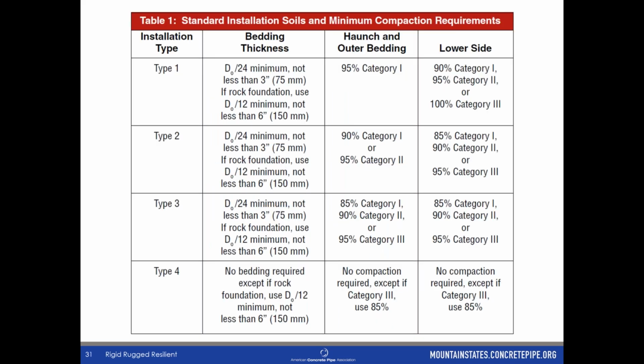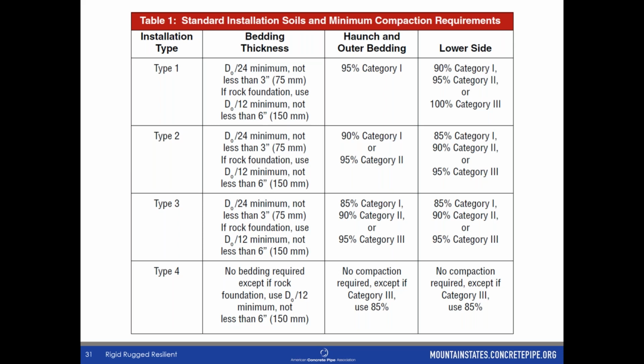So when we look at that table 1, there are 4 types of installation. So notice that the type 1, this is kind of our best installation. For our haunch and our bedding, we want to use a category 1 material at 95% compaction. All right, and it talks about how thick the bedding needs to be, either between 3 and 6 inches, depending on how big the diameter of your material is. So you'll see anywhere from 3 to 6 inches in bedding on all of these, depending on the material you're using, from type 1 all the way down to a type 4. So if you notice a type 4, if you're using a category 1 or 2, you don't need any compaction on the haunch or the outer bedding. If you're using a category 3, just compact it to 85. So this is kind of your native material backfill that you're putting in and using.